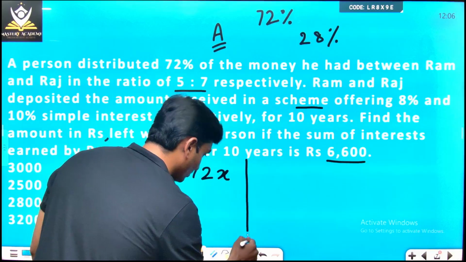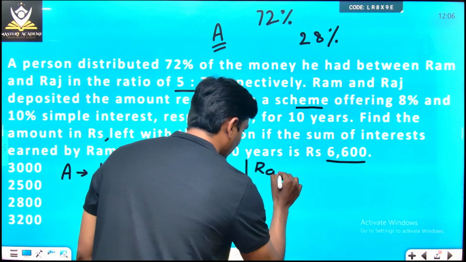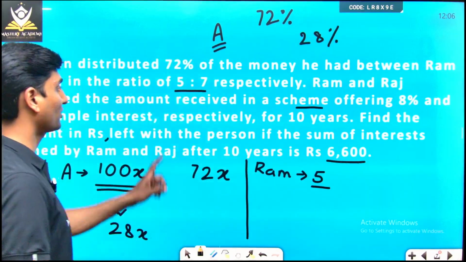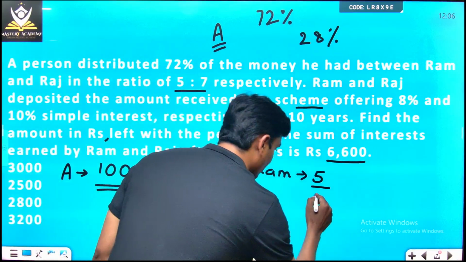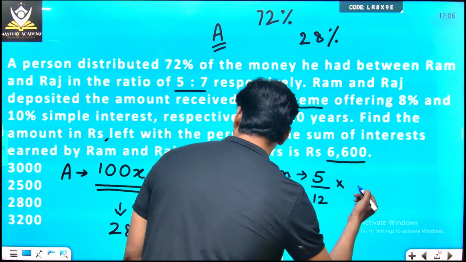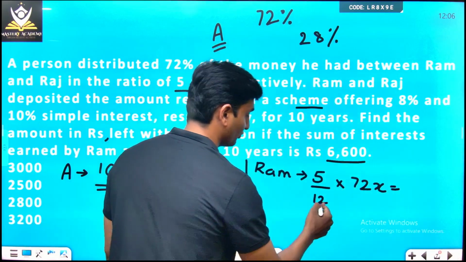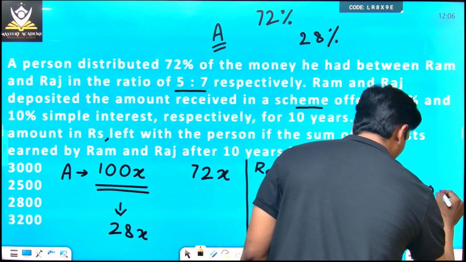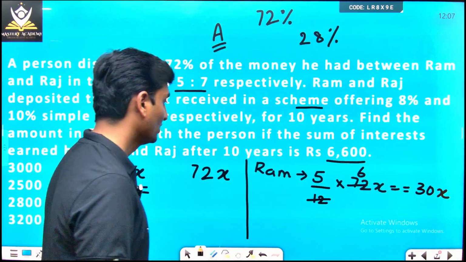According to the ratio of distribution, how much amount did Ram receive? That is nothing but 5, the share of Ram, divided by the total share 7 plus 5, which is 12, into 72x, ratio based distribution. So 12 and 6, that will turn out to be 30x. 30x of amount was given to Mr. Ram.